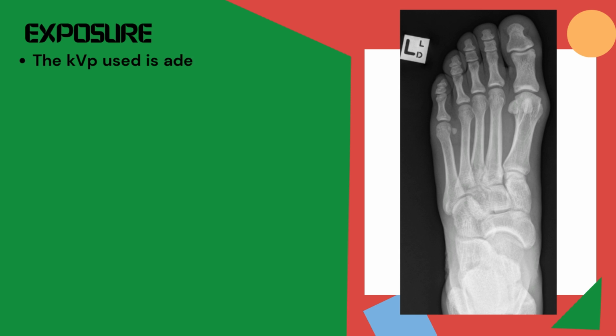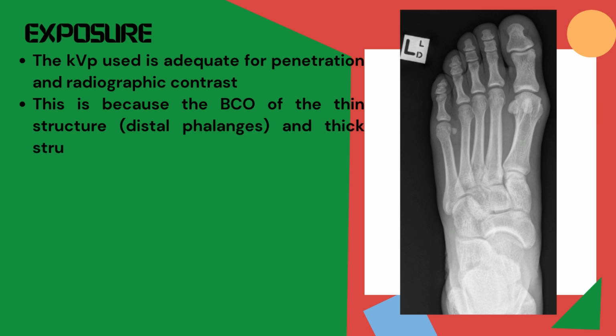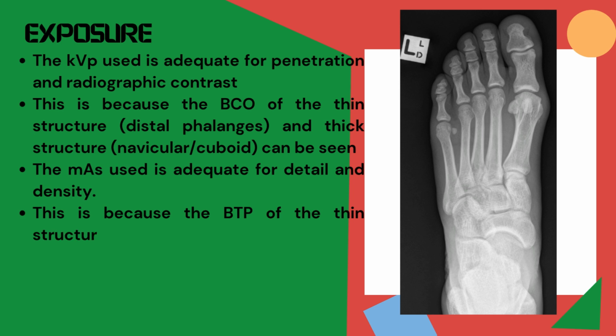Next part is exposure. The KVP used is adequate for penetration and radiographic contrast. This is because the bony cortical outline of the thin structure, which is distal phalanges, and thick structure, which is navicular or cuboid, can be seen. The MAS used is adequate for detail and density. This is because the bony trabecular pattern of the thin structure, distal phalanges, and thick structure, navicular cuboid, can be seen. The KVP and MAS remain the same, and no changes are needed.